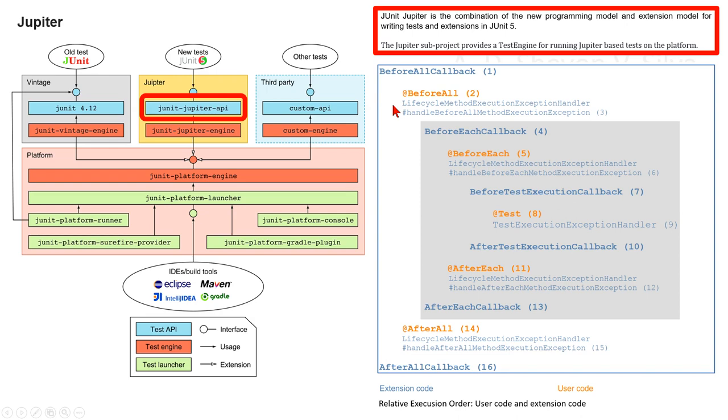This diagram illustrates the relative order of user supplied code and the extension code. User supplied test and lifecycle methods are shown in orange, with callback code implemented by extensions shown in blue. The gray box denotes the execution of a single test method and will be repeated for every test method in the test class.